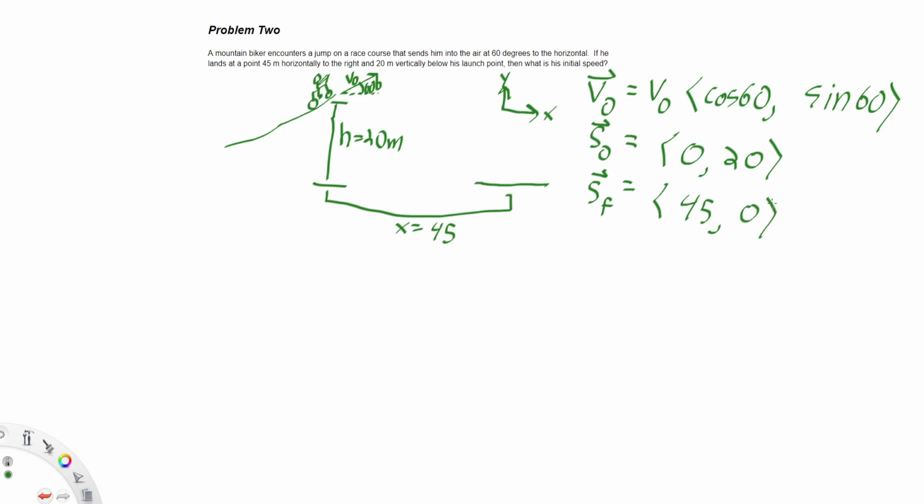Note, it's also perfectly fine to say that the point of the launch is 0, 0. It's the origin. At that point, your landing point would just have the coordinates 45, negative 20. You're going to get exactly the same answer. So it doesn't actually matter where you choose your origin, as long as you just pick a spot and stick with it. Last thing we know is the acceleration, which is just going to be gravity.